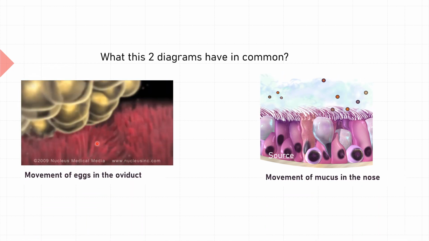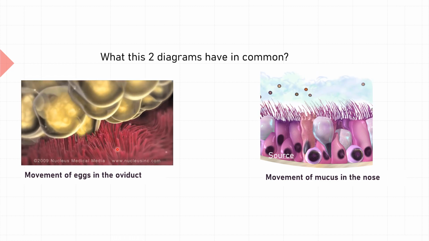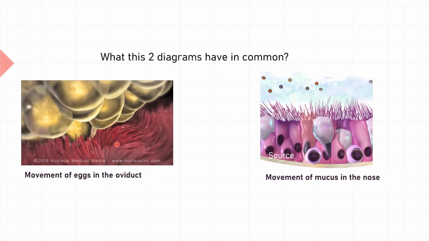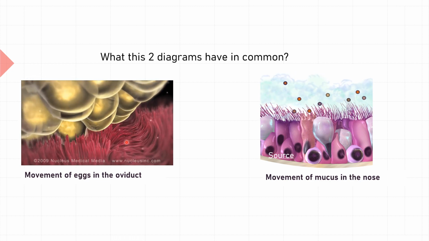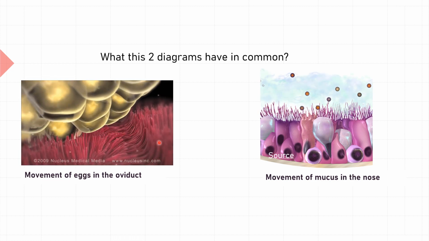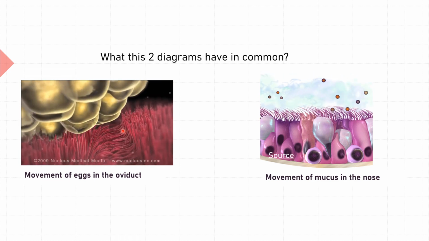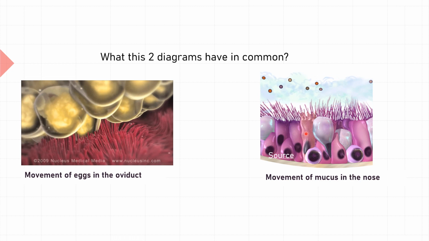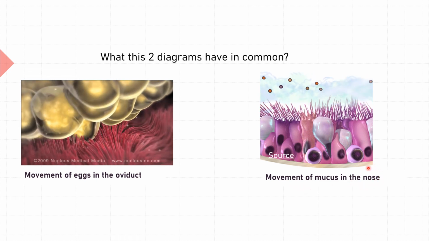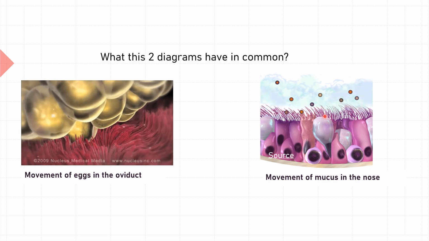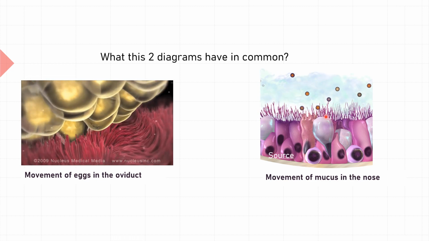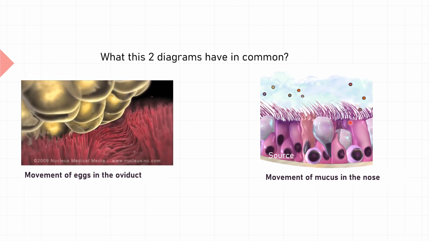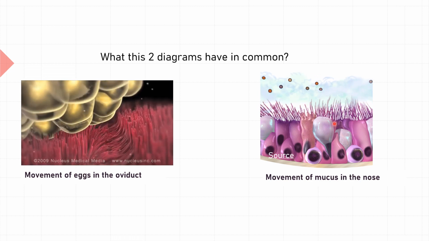So in this case, these ciliated, let's say, hair-like structures you can find in the oviduct, which is part of the female reproductive system. In this case, it moves eggs inside the oviduct, meaning their adaptation is actually helping to move these eggs. Then on the right, you have movement of mucus in your nose. These hair-like structures are helping to move that mucus in the nose. So in both cases, they are helping to move something, either the egg in the reproductive system or the mucus in your nose.